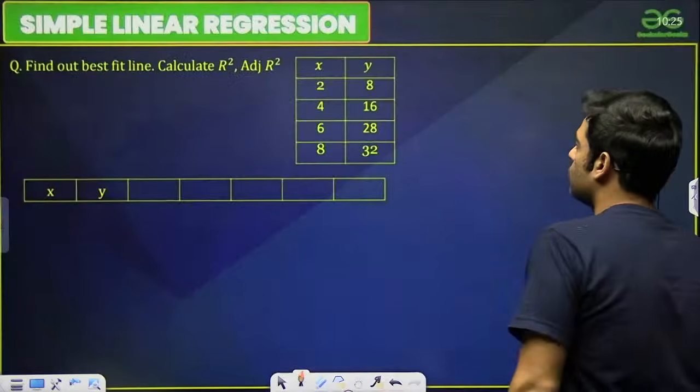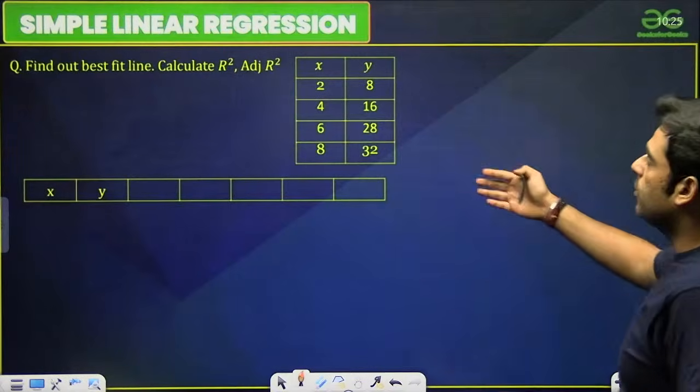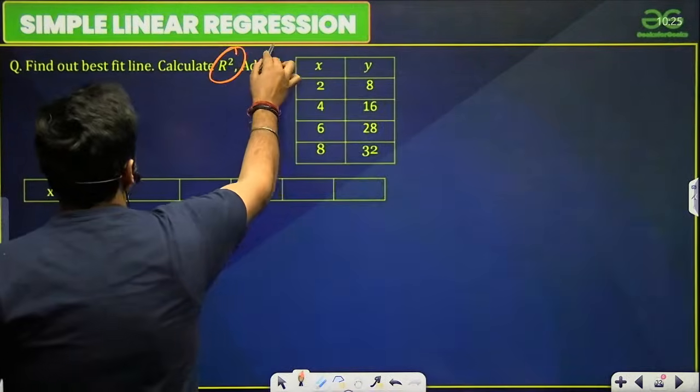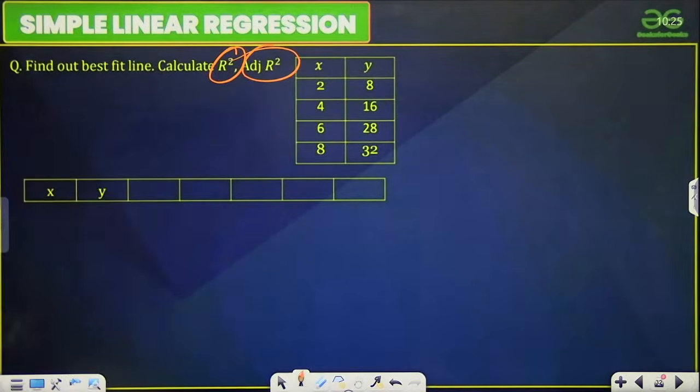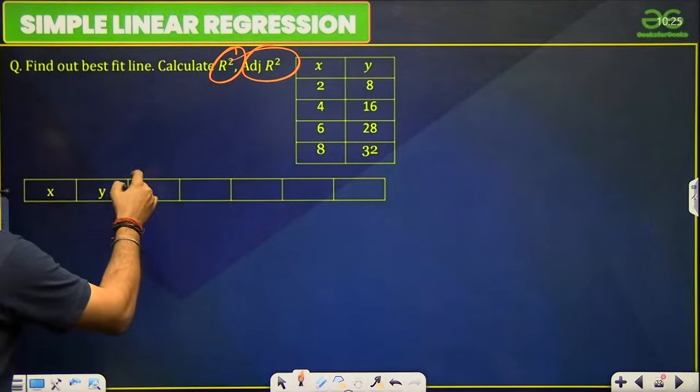Now I'll switch to the next question. We have to calculate R square and adjusted R square here. Just to start calculating this, you have X and Y. So let me complete the table here.